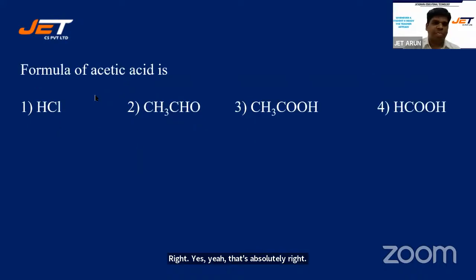Look at this one. Formula of acetic acid. This is pretty simple. I'll just give you 5 seconds for this one, students. Punch in your answer. Good. Consistent response for this one. Everyone seems to know what is acetic acid. Excellent. I'll go for the next one. CH3COOH is acetic acid.